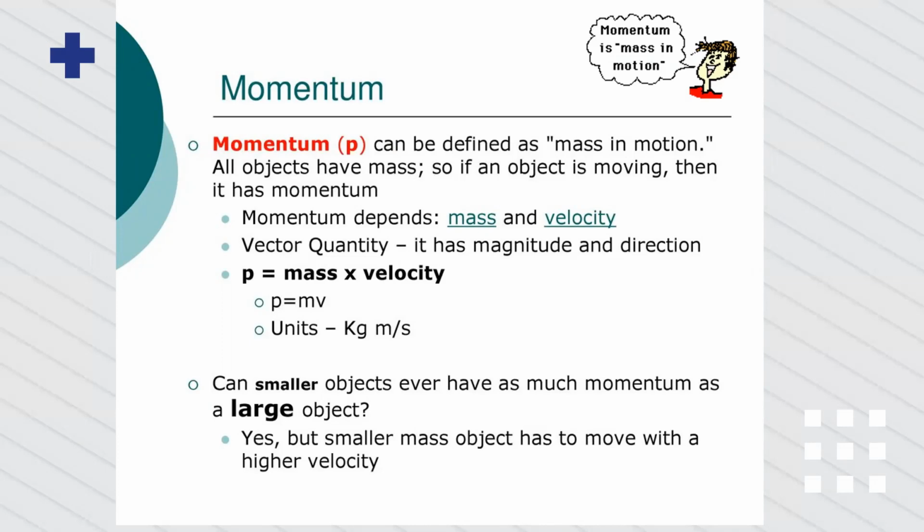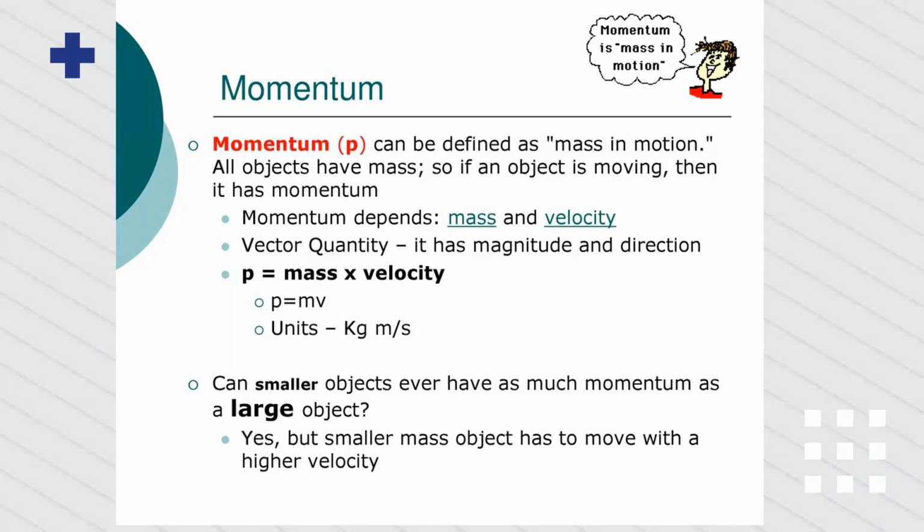Momentum depends on two factors, which are mass and velocity. Again, this is a vector quantity because it has both magnitude and direction. So, in short, the formula for momentum is mass times velocity. The unit for mass is kilogram and for velocity is meter per second.